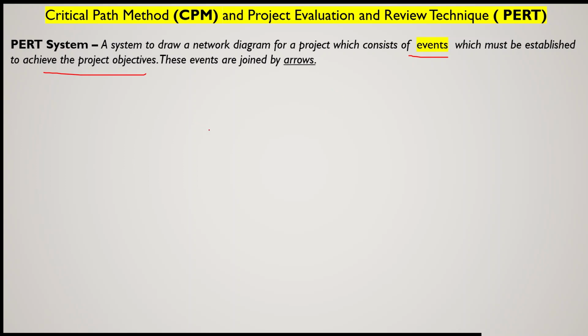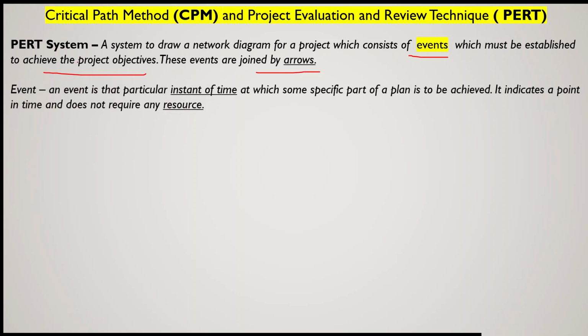So the PERT system is a network drawing system where we can draw any network based on the various types of events. These events are joined by arrows. So there may be a number of events. Now let us understand what is an event.